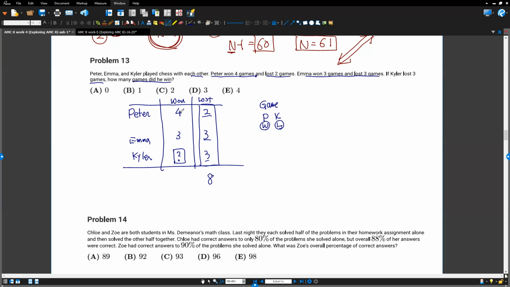All right, this is 4 plus 3 is 7. Another one over here is going to be 8. Is it okay? The number of winning games equals the number of lost games. They must be equal. Okay, all right. Choice B is the answer.